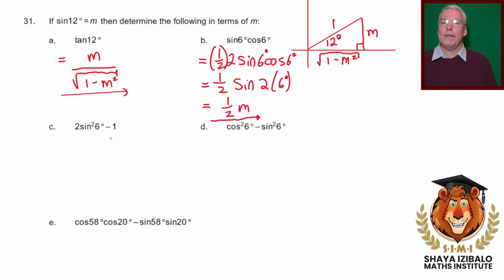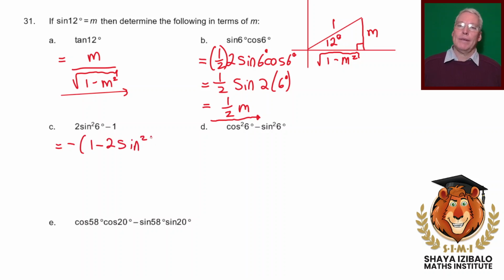Okay, 2 sine squared 6 minus 1, well that's very close to our formula for cos of 2 theta, but it's the negative thereof. So in other words, we're going to write it like this: 1 minus 2 sine squared 6. So in fact it's minus cos of 12 degrees. And we can get that off our diagram, because cos of 12 is just going to be root 1 minus m squared over 1.